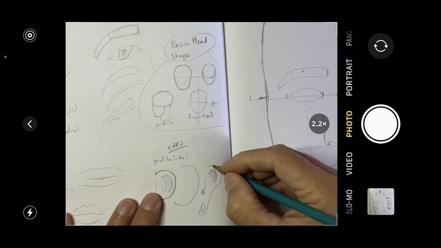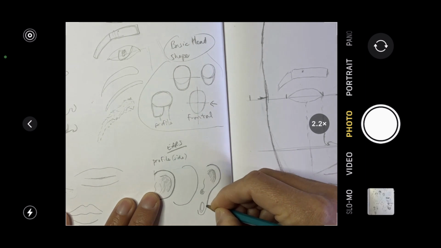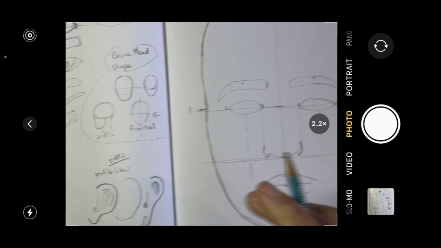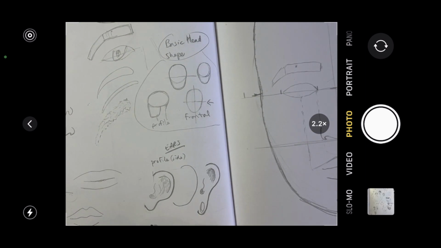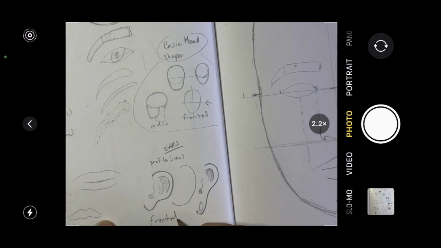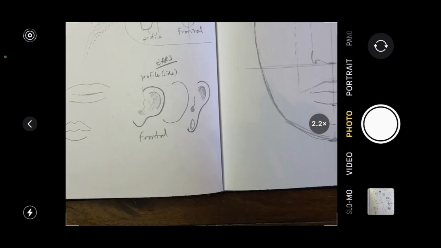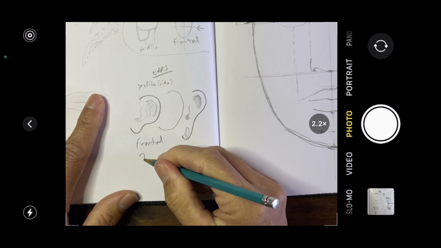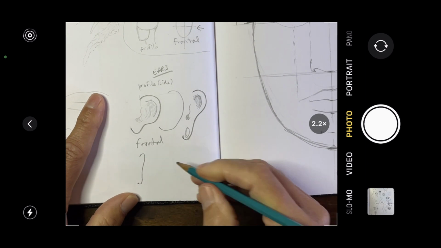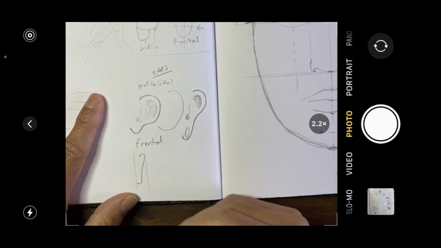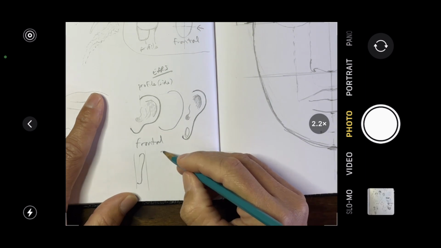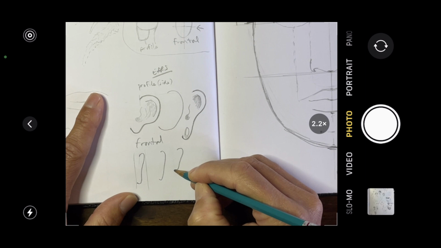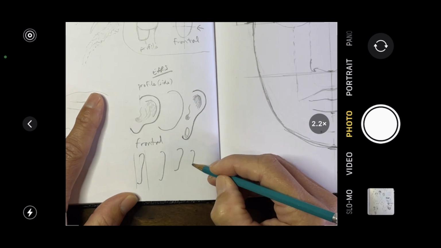Okay, so it's the question mark from the side view that goes up. And then how do you draw it from the front? Because remember, we're drawing frontal. This is called frontal. Frontal ears is the same thing, but you squeeze it together like this. So your ear will be more like that. So the distances are lesser, right? So just try that shape a few times.